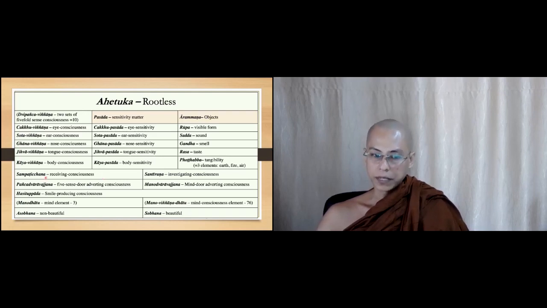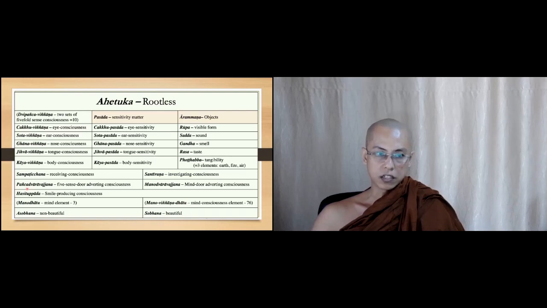So this is Sampatichana. Then Santirana, investigating consciousness. This type of consciousness investigates the object. Then Pancha Dwara Vajjana. Pancha is 5. We already said it here. Pancha is the number 5, and Dwara is door. So 5 doors. Avajjana is adverting consciousness.